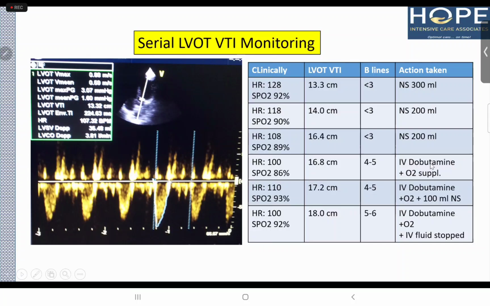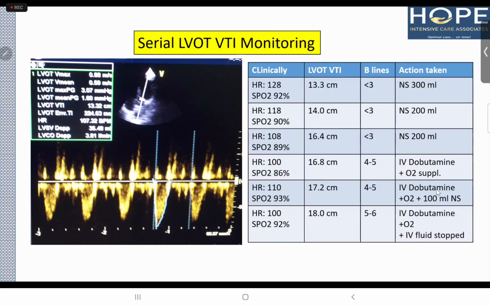You thought, no, this is the limit, we cannot tolerate any more fluid. So you decide to add on dobutamine and oxygen supplementation for treating hypoxia. Now, what did dobutamine do? It increased heart rate, oxygen supplementation improved saturation, and LVOT VTI has improved to 17.2. 18 is your desired target, so you are moving towards it. Your B line remains almost the same.